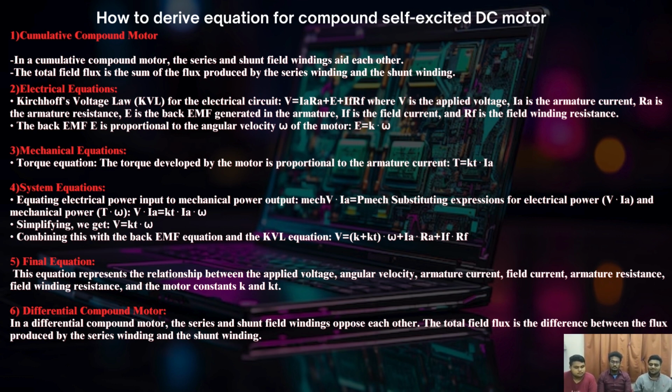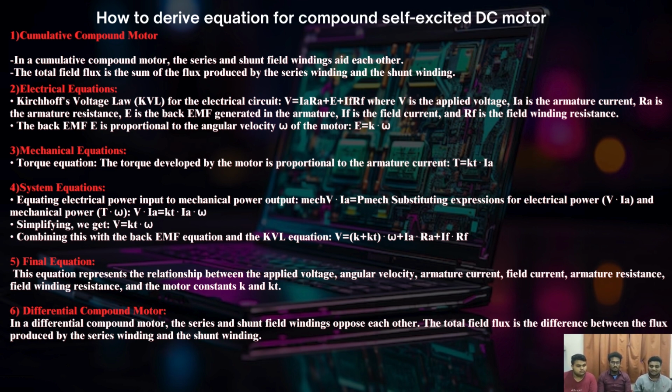IF is the field current and RF is the field winding resistance. The back EMF E is proportional to the angular velocity W of the motor: E equals K times W. For the third is mechanical equation, torque equation. The torque developed by the motor is proportional to the armature current: T equals KT times IA.